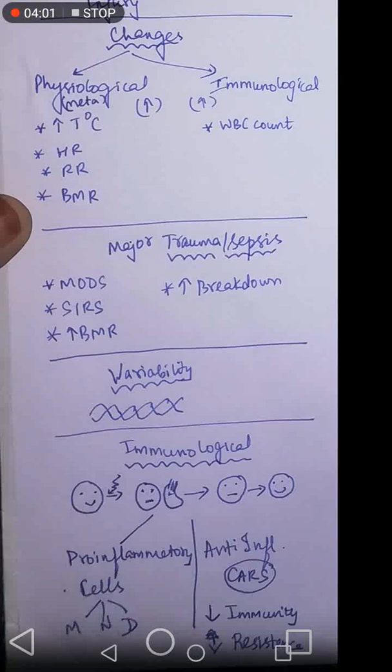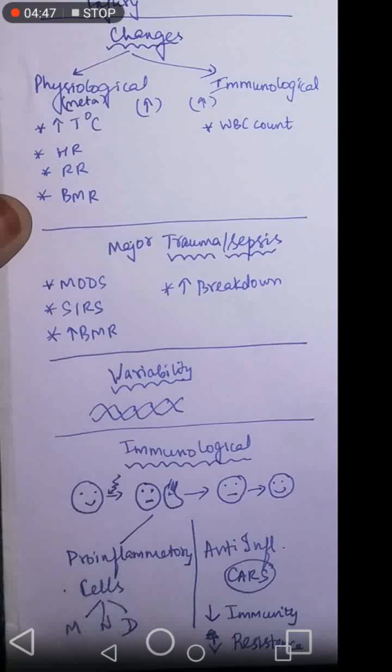Similarly, initially the person is in a homeostasis state, and then there is a trigger, that is the injury. After that, pro-inflammatory cytokines are released, which is the anger analogy. Then you feel bad and say sorry, that is the anti-inflammatory response, and homeostasis is restored. Pro-inflammatory cells are the monocytes, macrophages, neutrophils and dendritic cells. The anti-inflammatory response is called CARS, which is an acronym for counter-regulatory anti-inflammatory response syndrome.